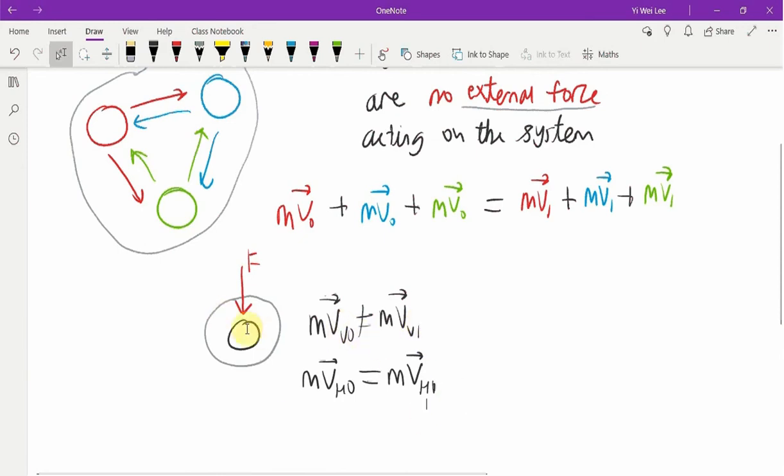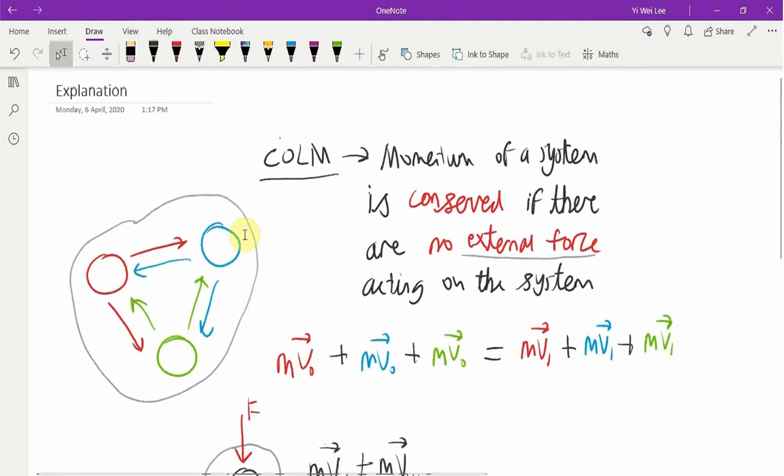Okay, repeat. So let's say I have the particle here, and there is a vertical external force, but there is no horizontal external force. It means that the vertical momentum is not conserved. In other words, the mass times the vertical velocity when t equals 0 is not equal to the mass times the vertical velocity at some time in the future, denoted by v1. However, the horizontal velocity when t equals 0, denoted by vh0, times the mass is equal to the mass times the horizontal velocity at t1 in the future. So in this case, vertical momentum is not conserved, horizontal momentum is conserved. This is one of the most important things in tutorial 9.